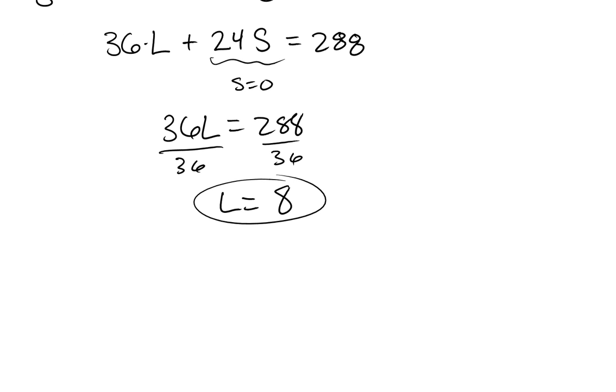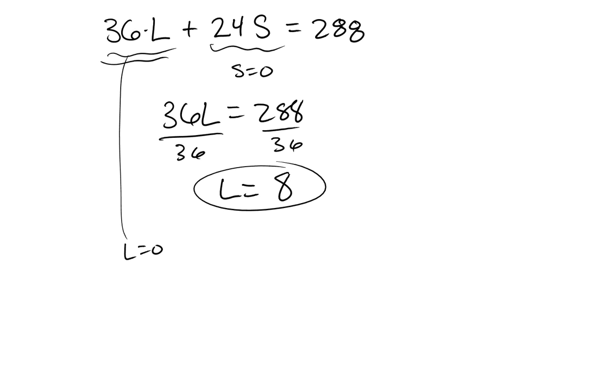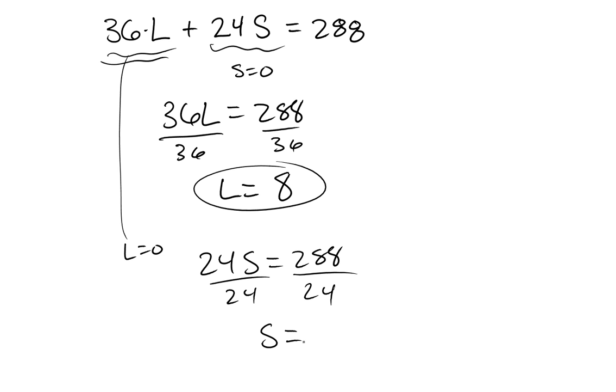We could say, let's say that she sold none of her large wreaths. In other words, now L equals 0. Well, if she sold none of her large wreaths, now it is only going to be 24S equals $288. And if I solve for this by dividing both sides by 24, we get that S equals 288 divided by 24, which is exactly 12 of the smaller wreaths.